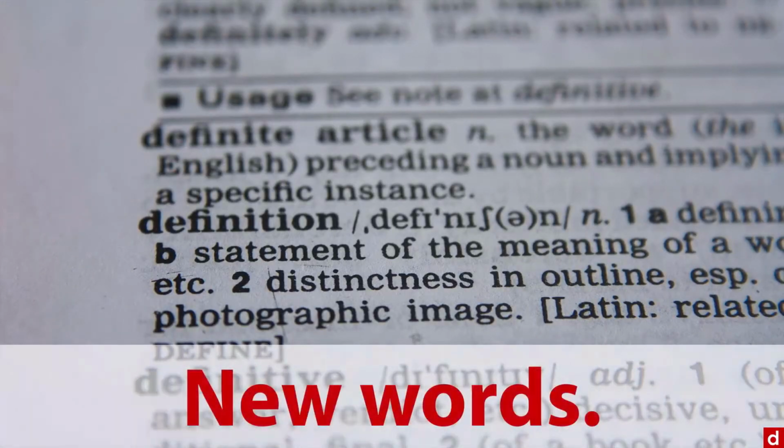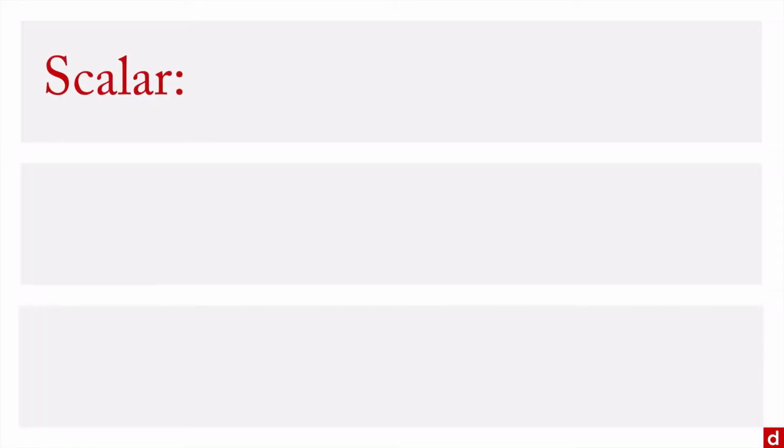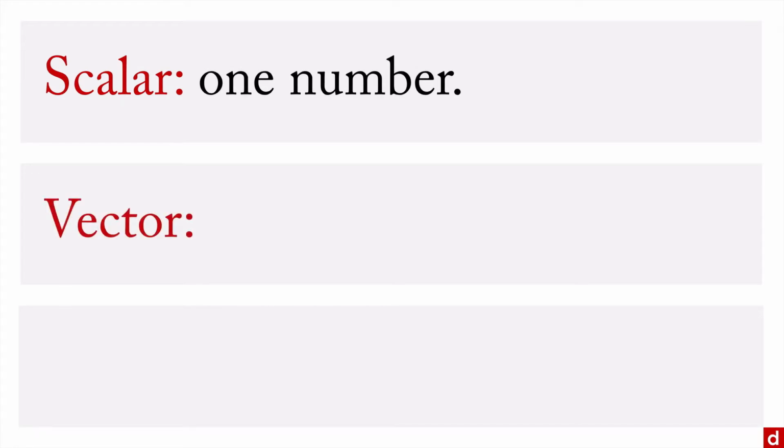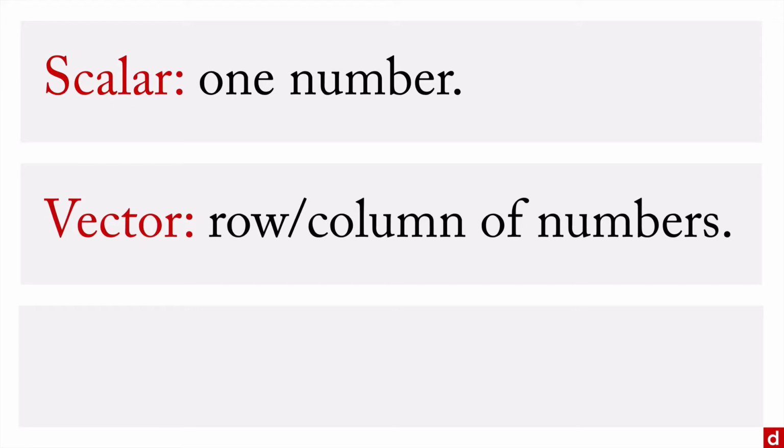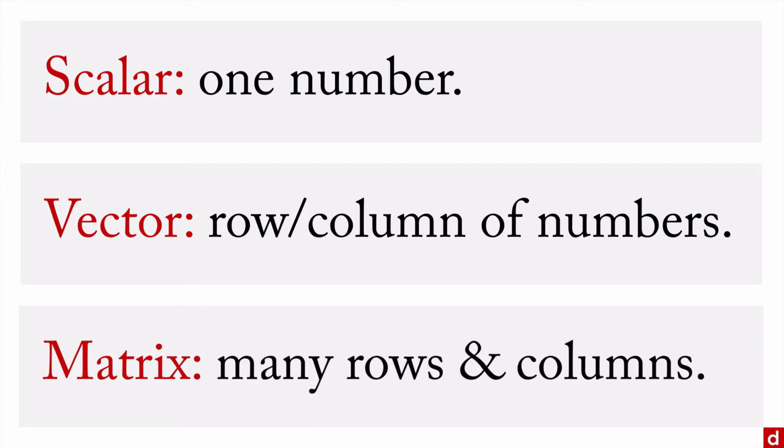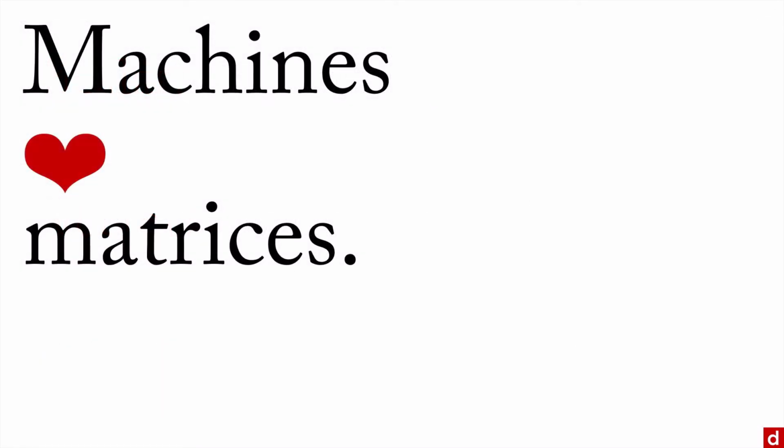Now, before we get started with matrix algebra, we need to talk about a few new words. Maybe you're familiar with them already. The first is scalar, and this means a single number. And then a vector is a single row or a single column of numbers that can be treated as like a collection. That usually means a variable. And then finally, a matrix consists of many rows and columns, sort of a big rectangle of numbers. The plural of that, by the way, is matrices. And the thing to remember is that machines love matrices.